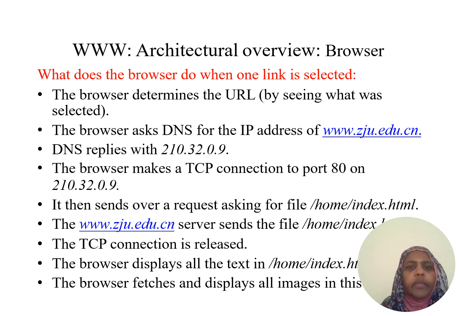After selecting the URL, the browser determines the URL by seeing what is selected, and the browser asks the DNS for the IP address for the selected URL. The DNS replies with the IP address. The browser makes a TCP connection with port 80. That's the HTTP port, that's the TCP port. And then it sends a request asking, for example, for home/index.html. The server will reply sending index.html. The TCP connection will be released. The browser will display the page, and it will fetch and display all the images within that page with other TCP connections.